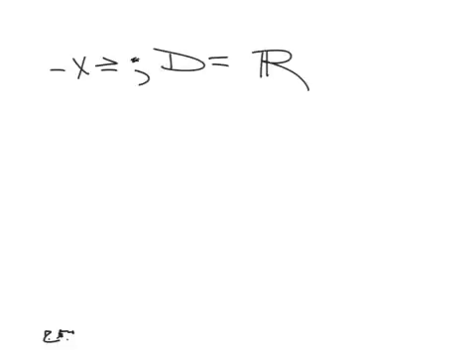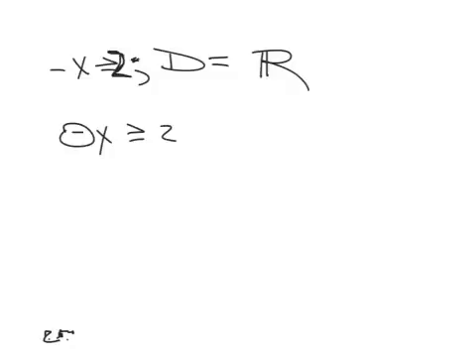So for example, the first example, 91.1, says negative x is greater than or equal to 2, and the domain is the set of real numbers. That means any number in the whole history of the universe can be put in there for x. Okay, so negative x is greater than or equal to 2.